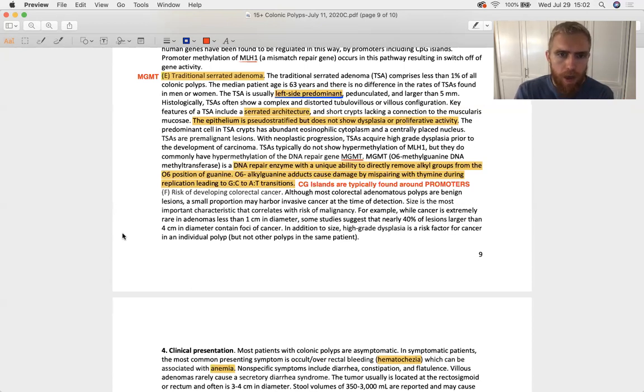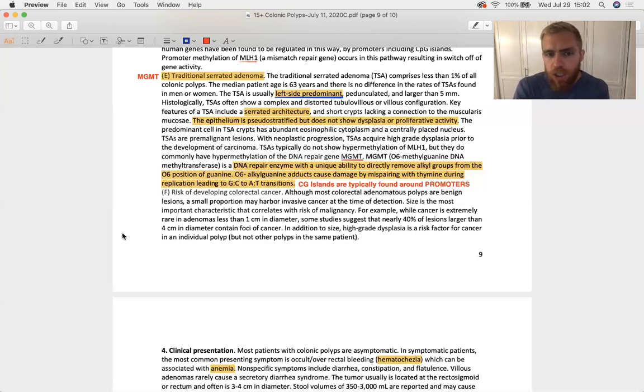And if you have this particular mutation that leads to a traditional serrated adenoma, what that means is that you get some base mispairing. So guanine will pair with thymine if it's not alkylated properly. And when guanine pairs with thymine, well, that can put a wrench in the middle of a CG island, because you got a lot of guanine in CG islands.